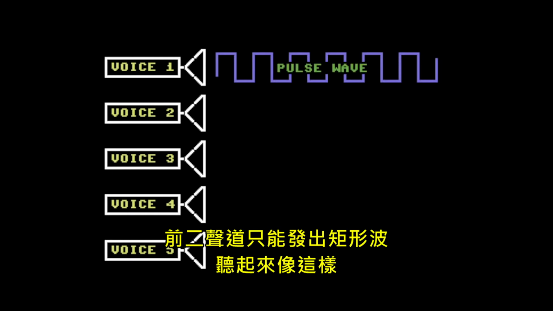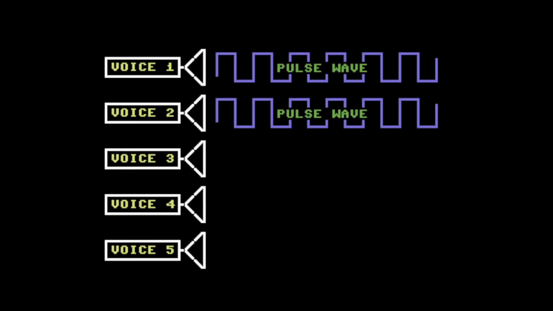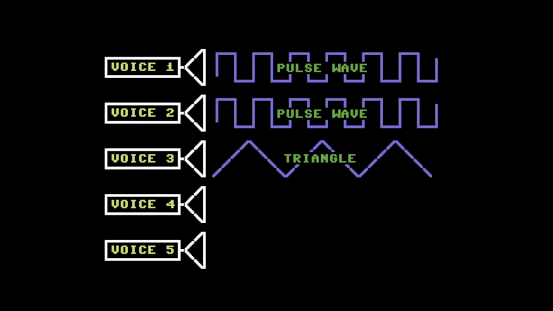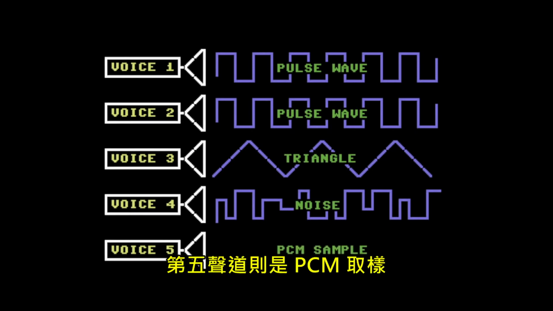The first 2 voices can only produce square waves that sound like this. The third voice can only produce a triangle and is typically used for the low bass notes. The fourth voice can only produce noise. And the fifth voice is for PCM sampled sounds, which was rarely used.